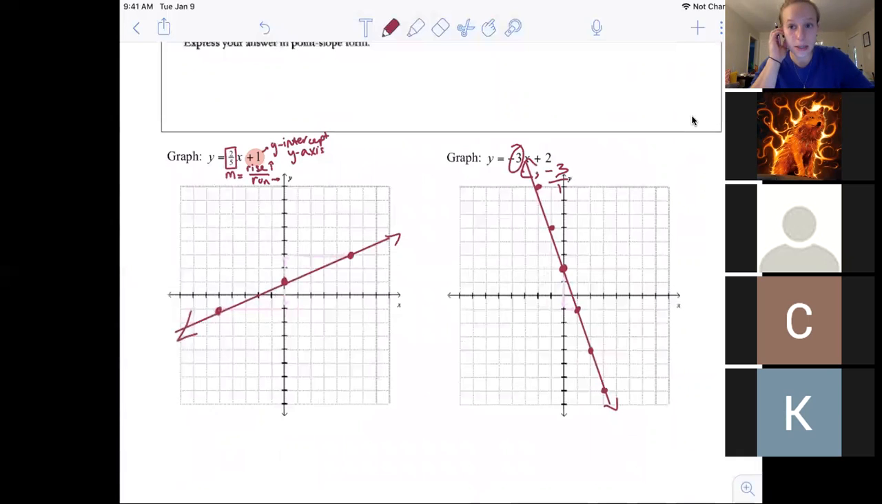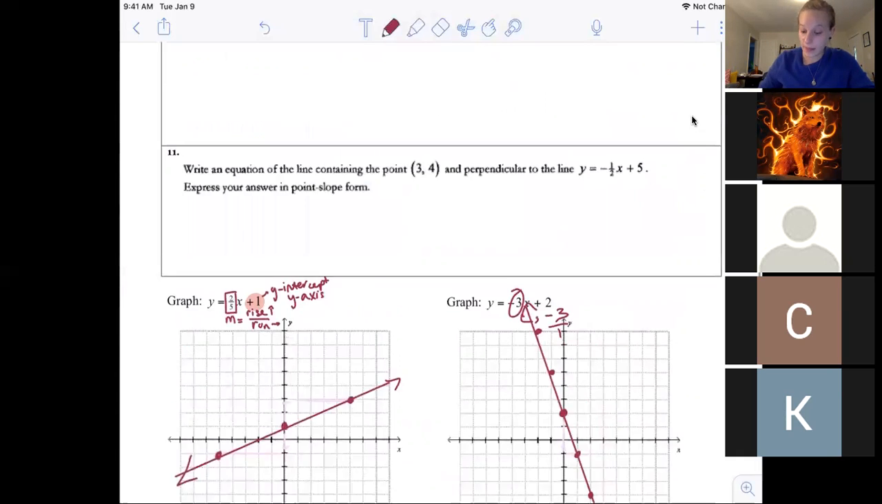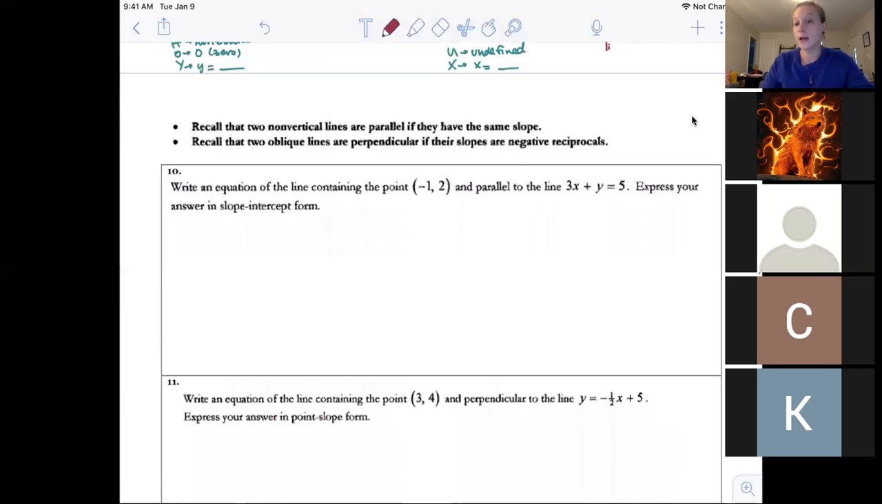Okay, any questions on graphing? Okay, let's do some parallel and perpendicular. I know we've talked about this a little bit in class, and I know we're going to talk about it more in depth tomorrow, but I want to make sure that we are doing okay on this. So I'm just doing a little introduction for the last few minutes of class.